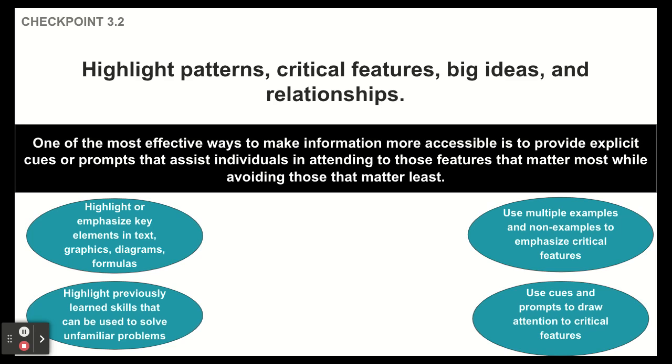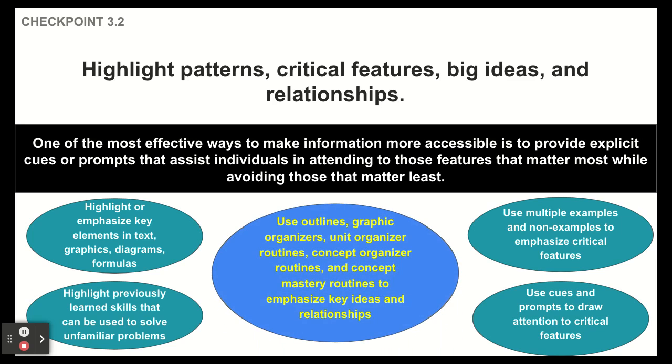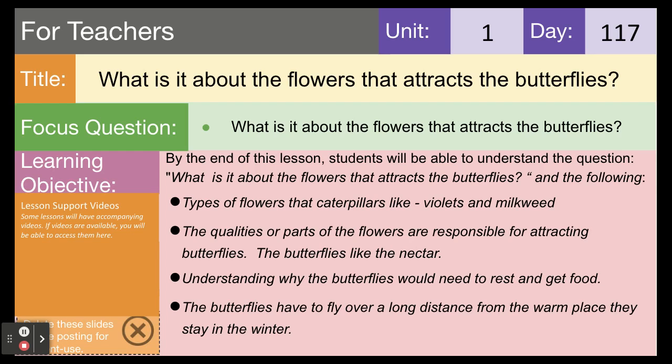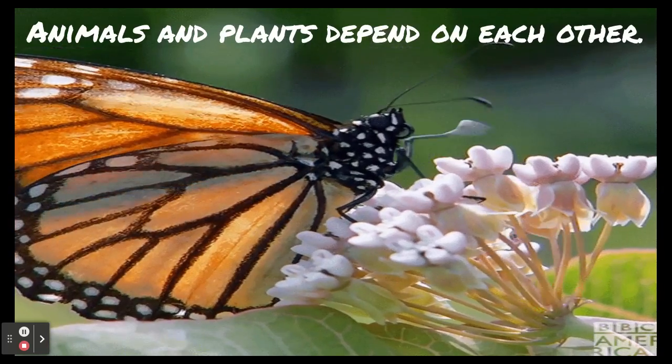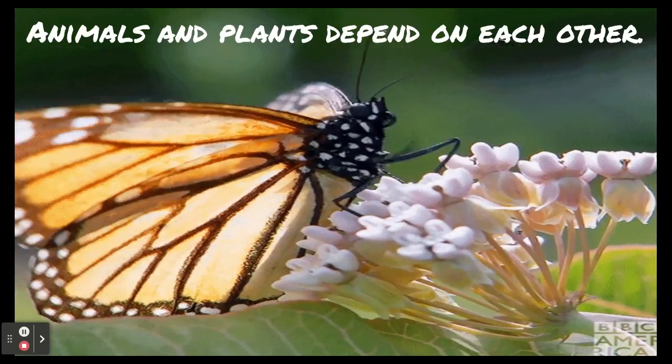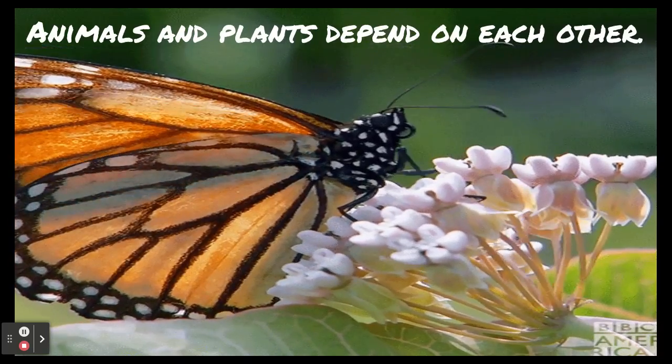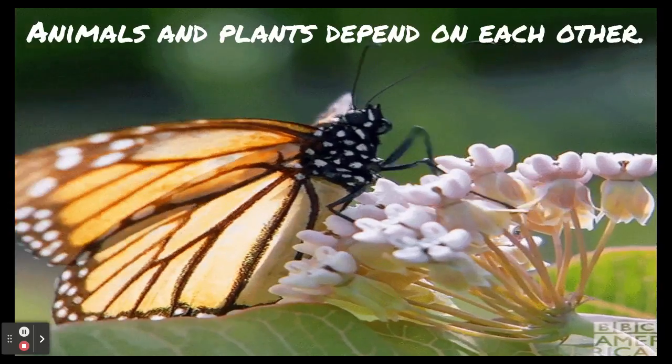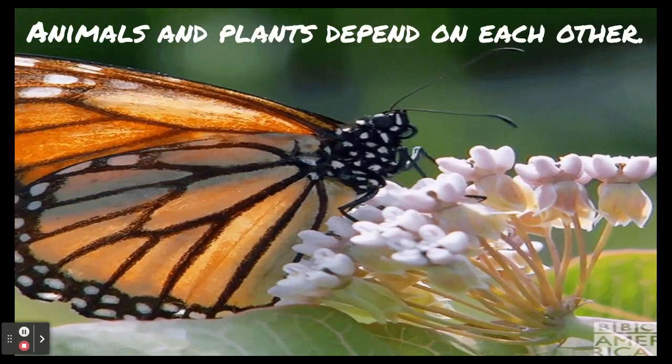As educators, we can do this in many different ways. We're going to focus today on using graphic organizers to emphasize key ideas and relationships for students to support their comprehension. The text that we will be using is from the Science Student Journal, Grade 2, Unit 1, Week 26. The students are studying how animals and plants depend on each other, and they're focusing on Chapter 7 of the Student Journal during this week of instruction.